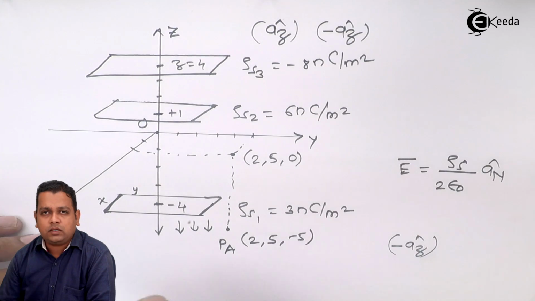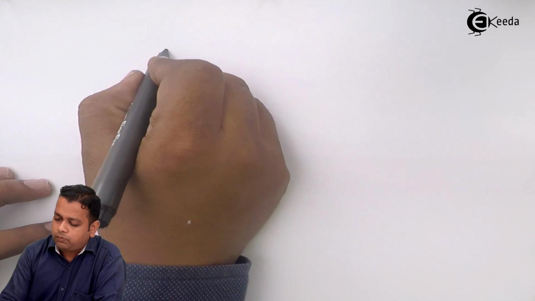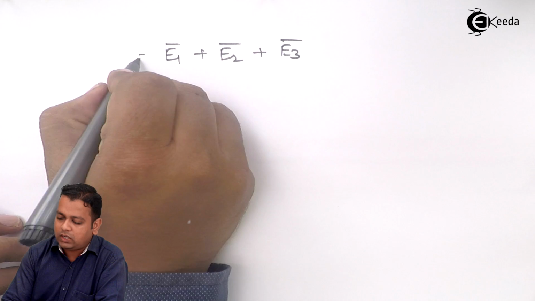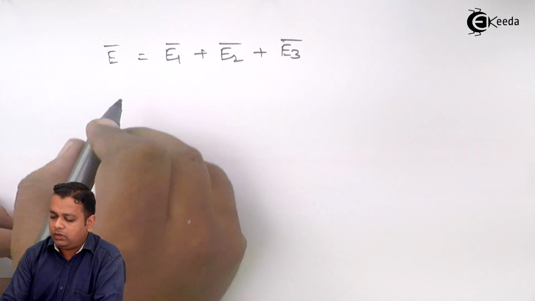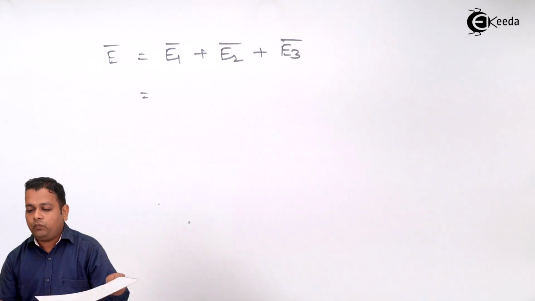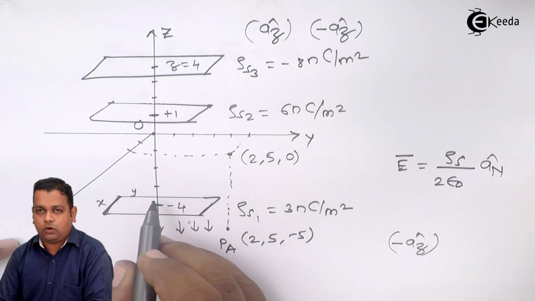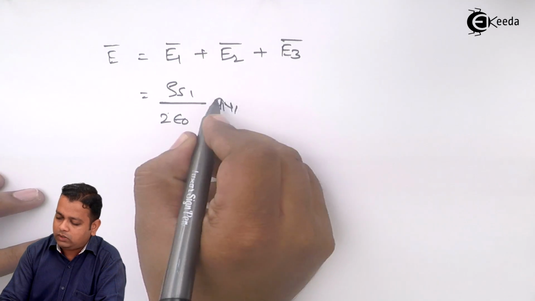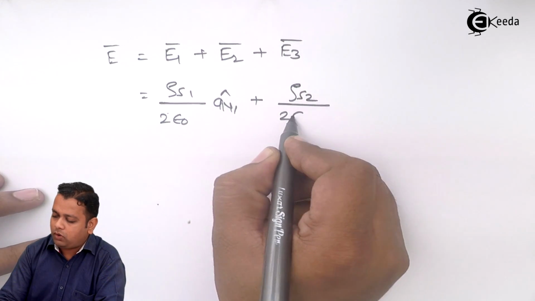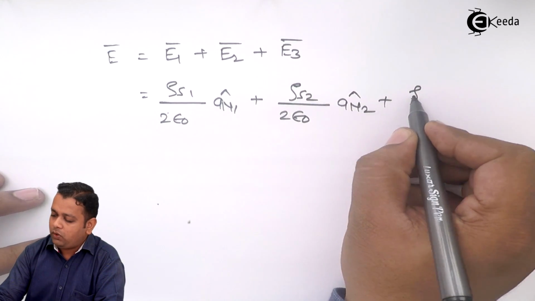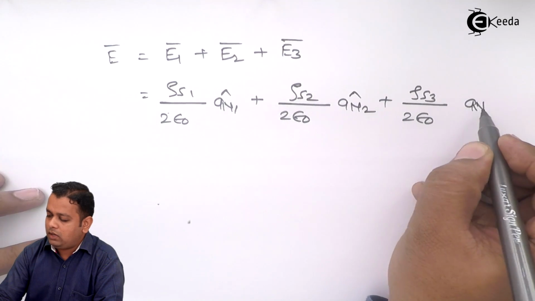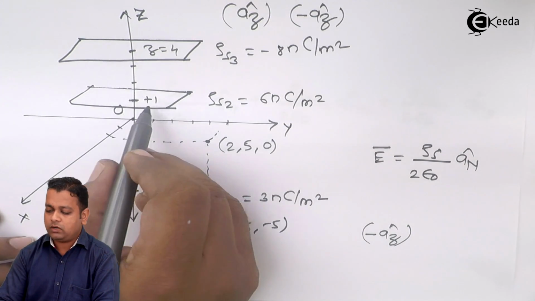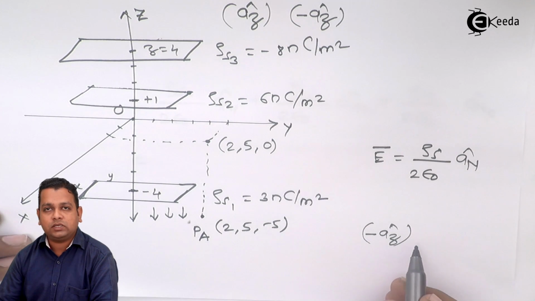So now, determining the exact E vector, I put E1 bar for the first sheet of charge plus E2 bar for the second sheet of charge plus E3 bar for the third sheet of charge, which will give us, after summation, the net E field. So for the electric field produced at point PA, I write rho s1 upon twice epsilon 0 an1 cap plus rho s2 upon twice epsilon 0 an2 cap plus rho s3 upon twice epsilon 0 an3 cap. As we have discussed, all the directions from the first, second and third sheets of charge are downwards. I have to take minus az cap into consideration.